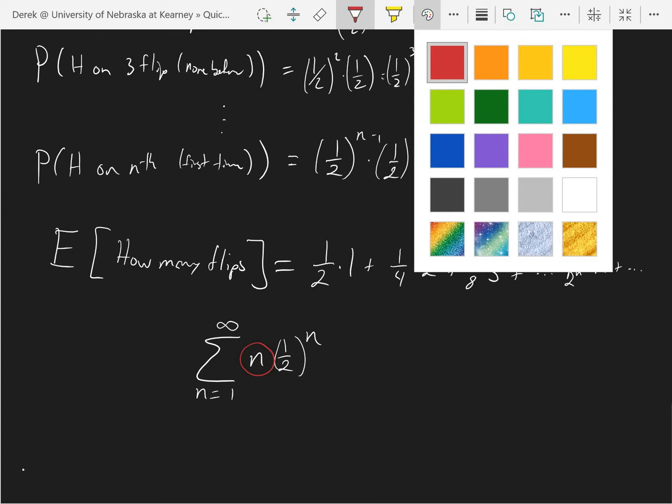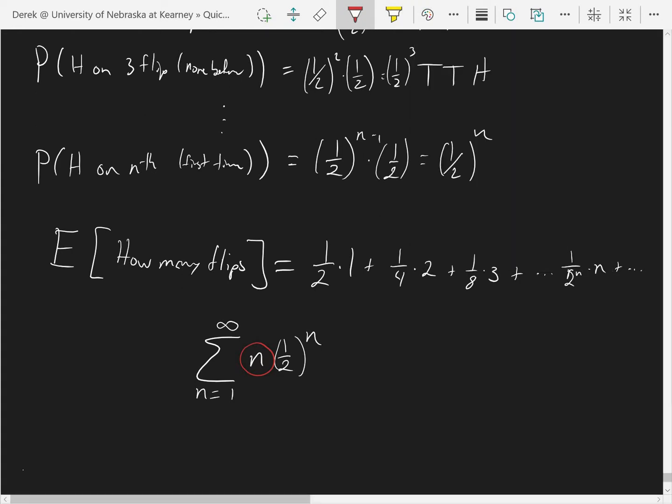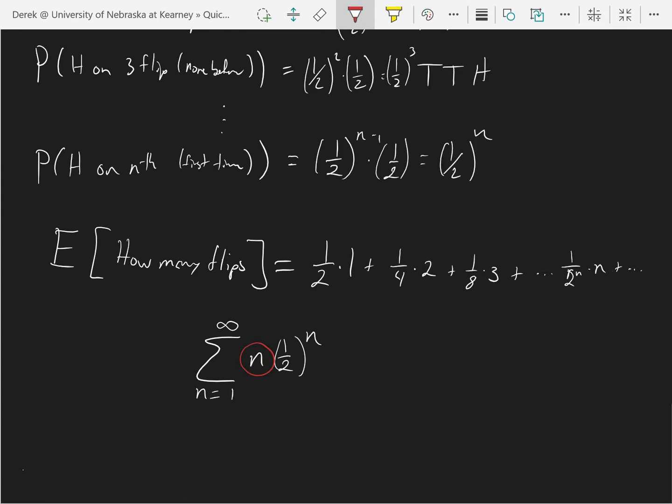Well, let's pretend that 1/2 is a variable. That n out front kind of looks like I took a derivative because I get an exponent n and my variable, right? So if I could pull out that 1/2, this would look like n times 1/2 to the n minus 1, and that's still from n equals 1 to infinity. And now that looks like a derivative if 1/2 was my variable.